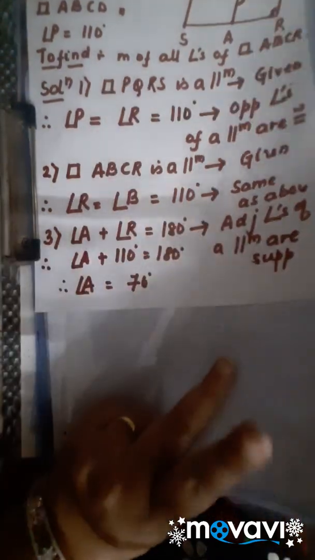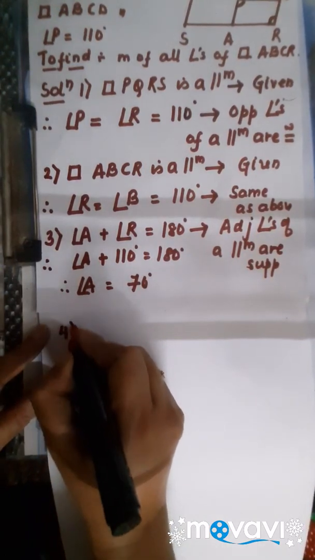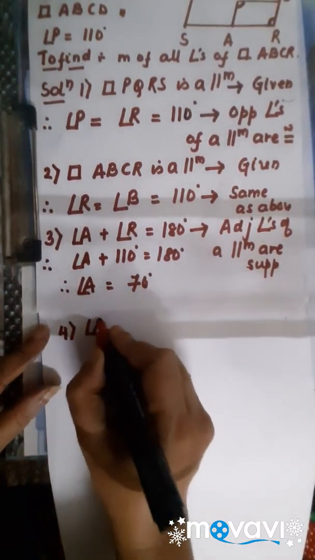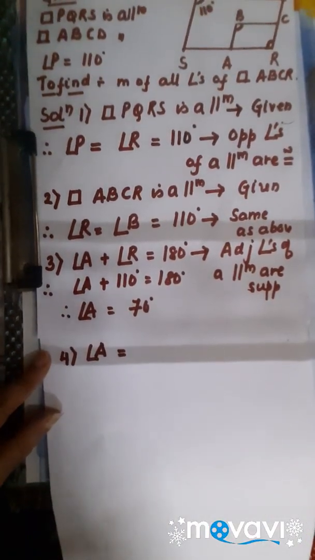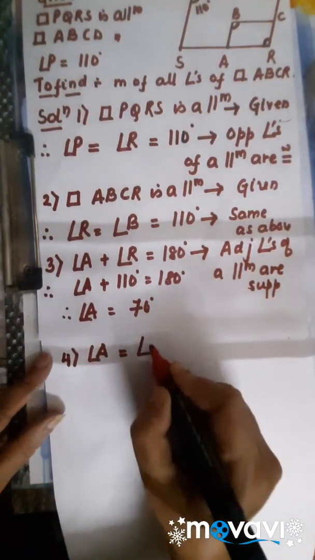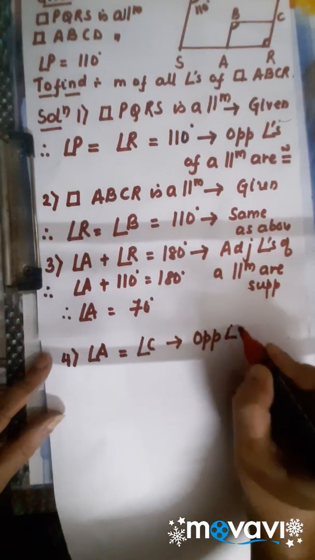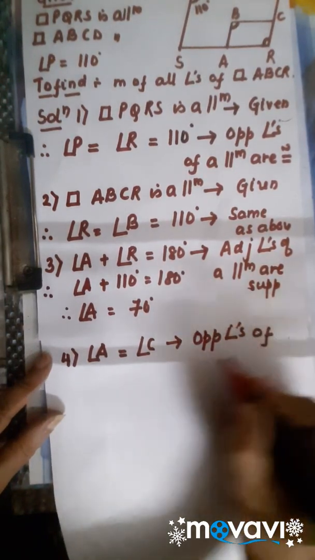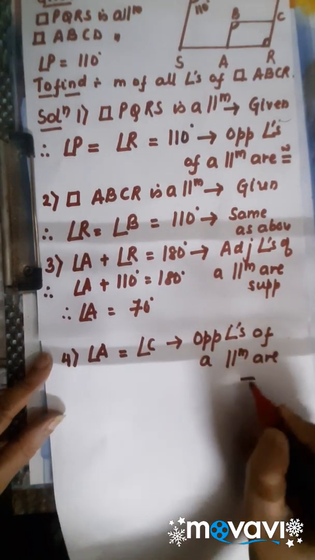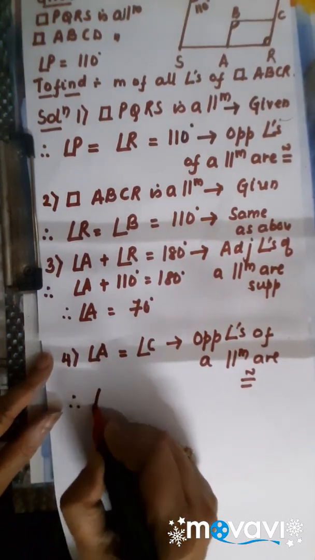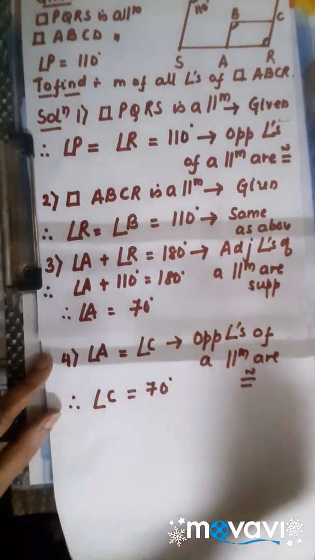Now, the same way, we can continue in the fourth step. We can say angle A, you see the diagram, is equal to angle C. What is the reason? Opposite angles of a parallelogram are congruent. Therefore, angle C is also equal to 70 degrees.